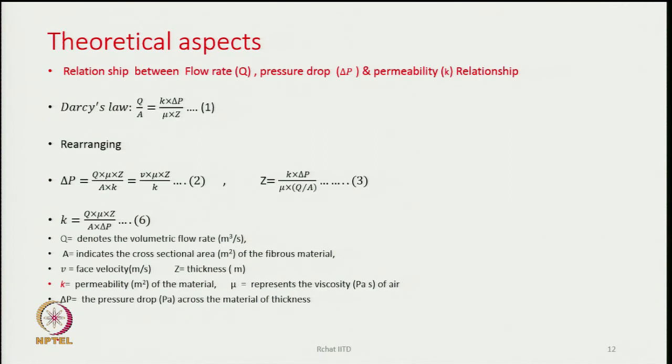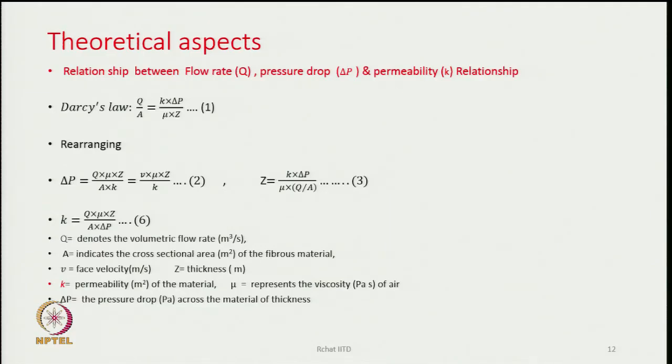Now, we should be a little bit aware of a few theoretical aspects while we are trying to design filter fabrics. Relationship between flow rate, pressure drop, permeability. Now, this is a very standard equation, Darcy's law, which states that Q by A equals K into delta P by mu into Z. And what are Q, A, all these are stated here. So, this equation the person should be familiar with. How to deduce this equation? We are not going to discuss.